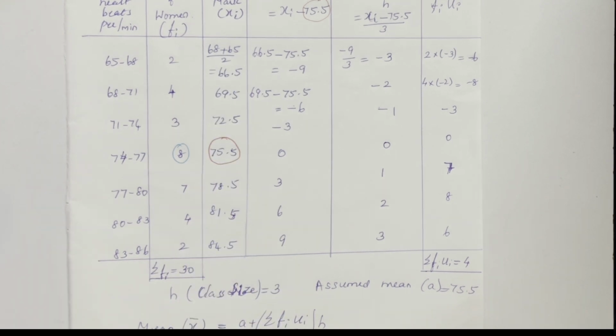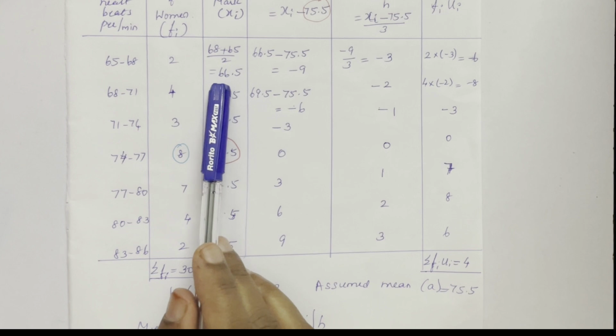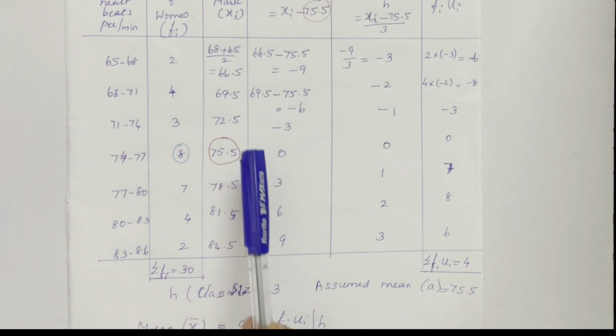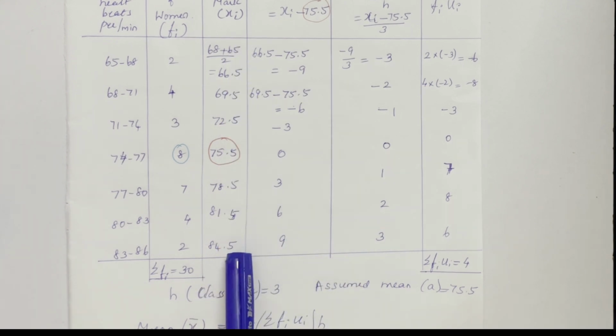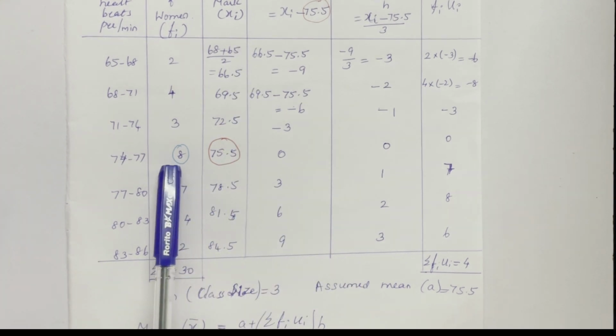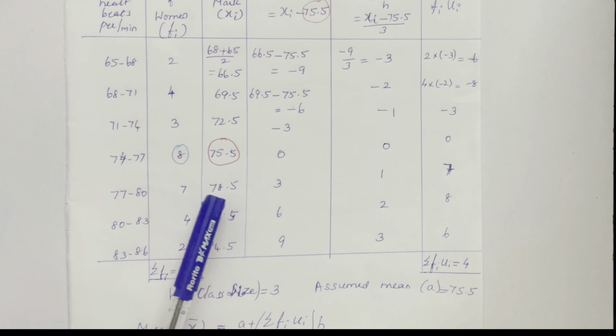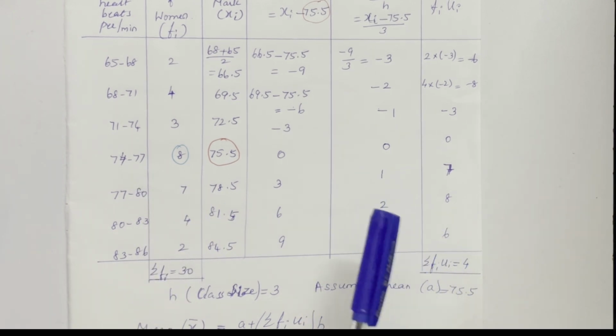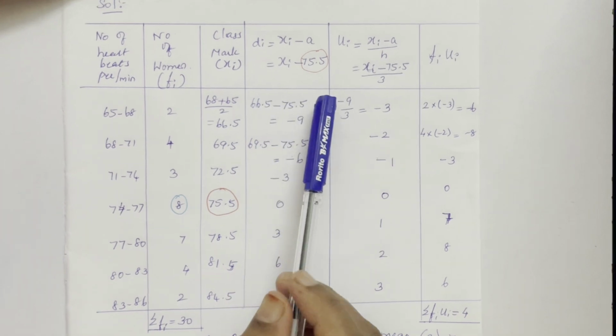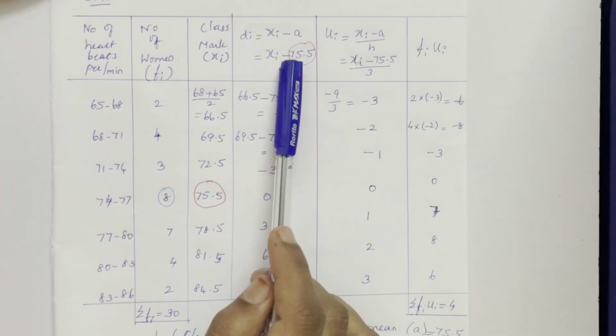Now you have to watch Xi. Xi is 65.5, 72.5, 78.5, 75.5. It is very large. To multiply with the Xi, it is harder. So we have to move to the second method, that is finding Di. Okay, Di, what is Di? Xi minus A.